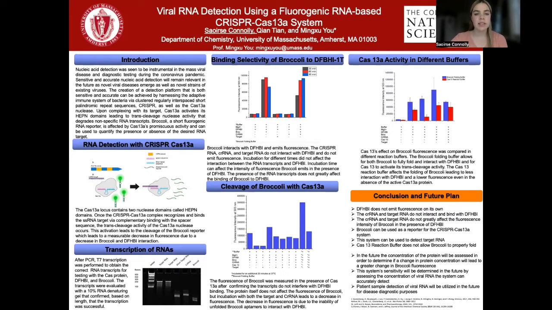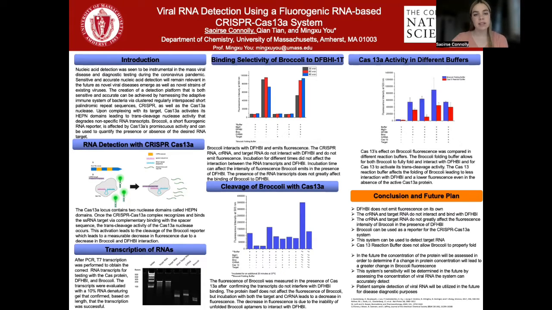The Cas13a locus contains two nuclease domains termed HEPN domains. Upon recognition of a single strand of RNA via complementary base pairing with the crRNA, these nuclease domains activate and transcleavage activity occurs. This means that activation of the Cas13a protein leads to random promiscuous cleavage of nearby RNA.